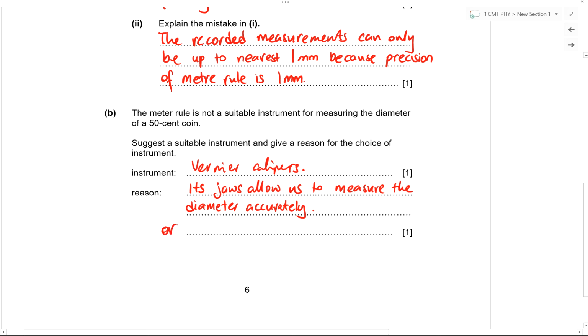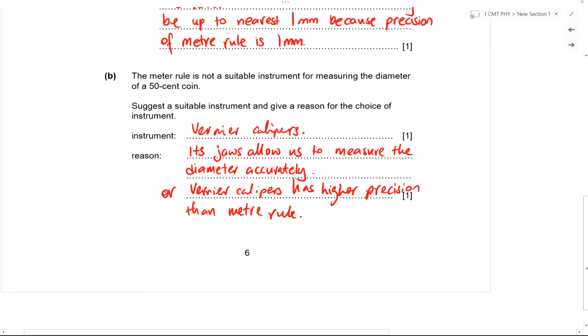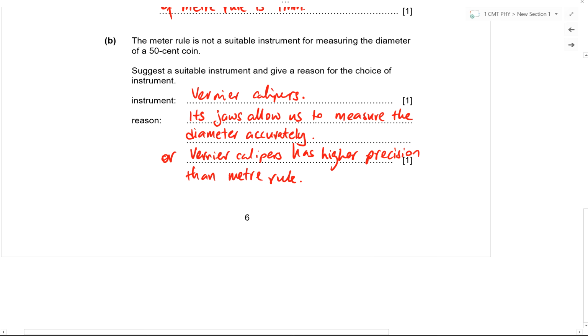Or we say that the vernier calipers has higher precision than the meter rule. So these are the two that I will accept. Yeah, well, I accept that also. It's the same as my option one.